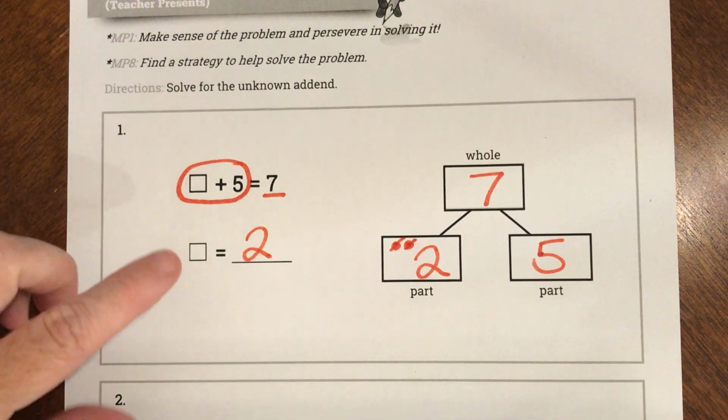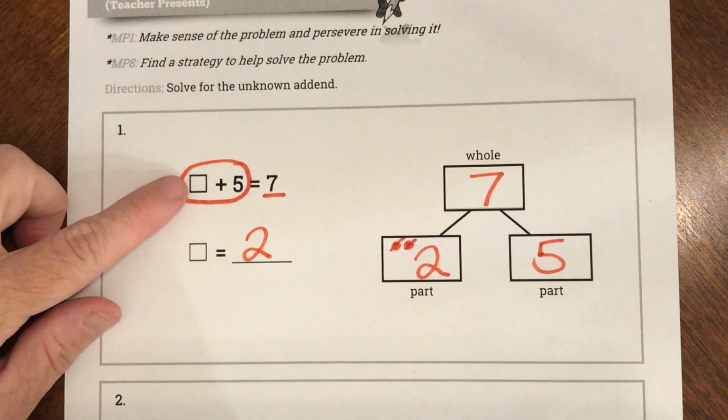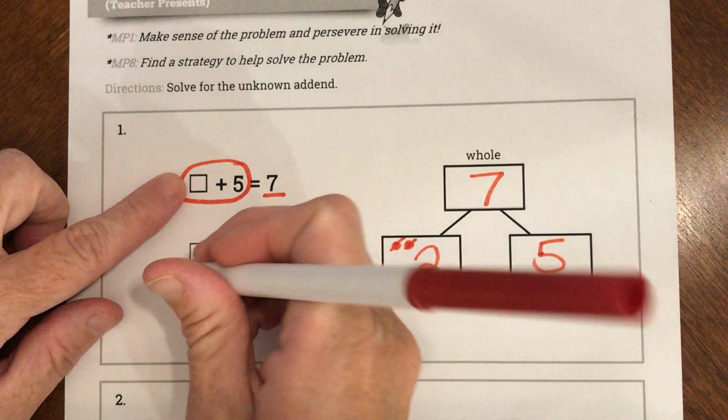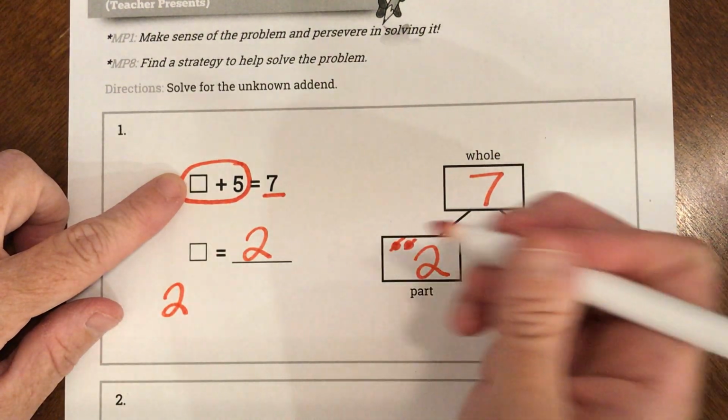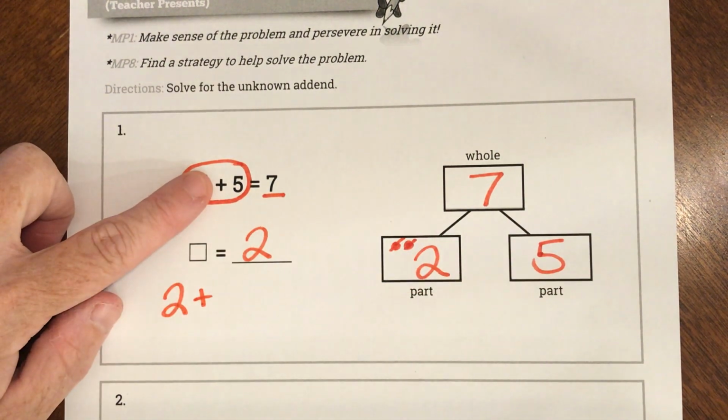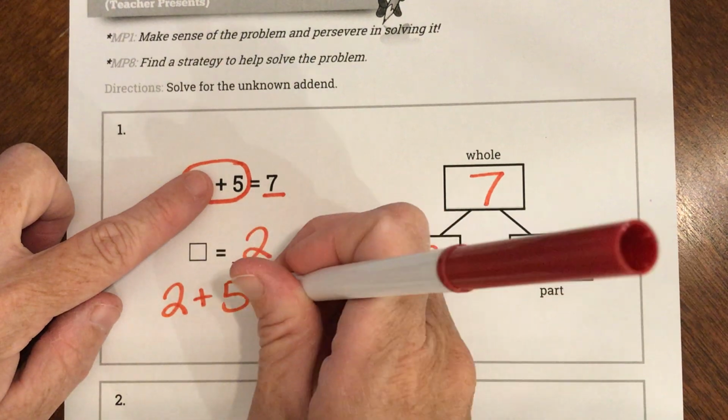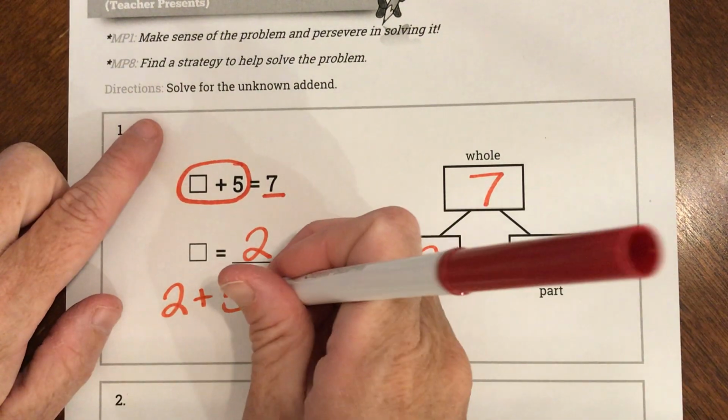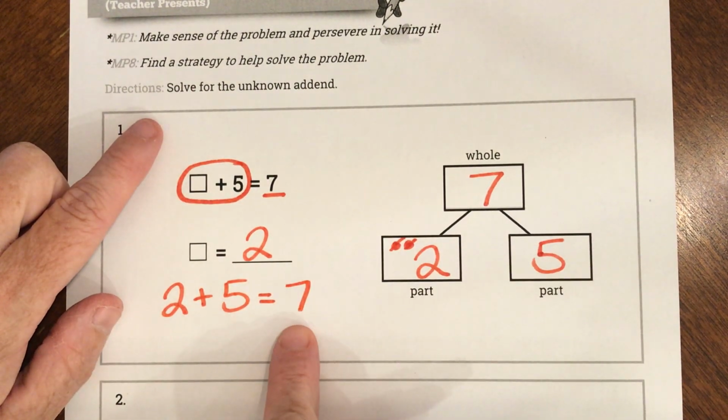Okay, so it doesn't tell us, but let's write our equation. So instead of an empty square, we know the empty square is 2 plus 5. Those are our two addends, and they equal our sum of 7.